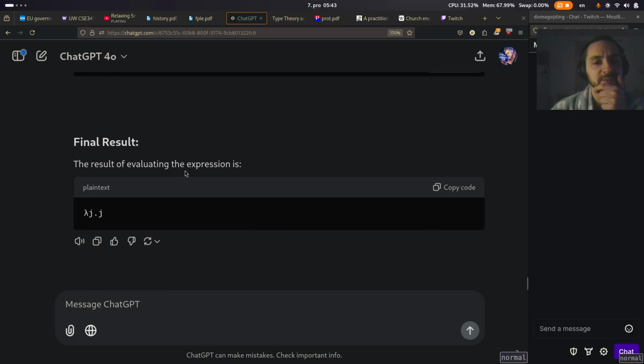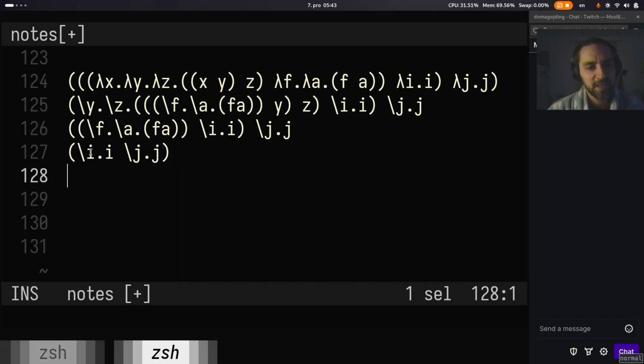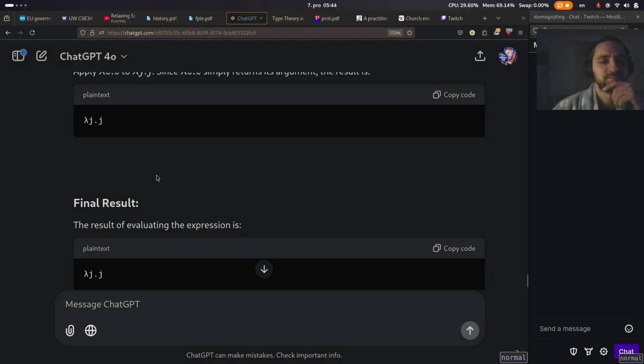The result of evaluating the expression is lambda j. Apply z to j. Since z simply returns its argument, the result is lambda j. Oh, right, actually, this was the mistake, right? If we did lambda I dot I and some value 2, well, we would just drop this whole thing and leave 2, because the identity function returns whatever you give it. In our case, lambda I dot I returns another identity function. So the result is not 2 identity functions, but just one, lambda j dot j. We have the same result. All right.